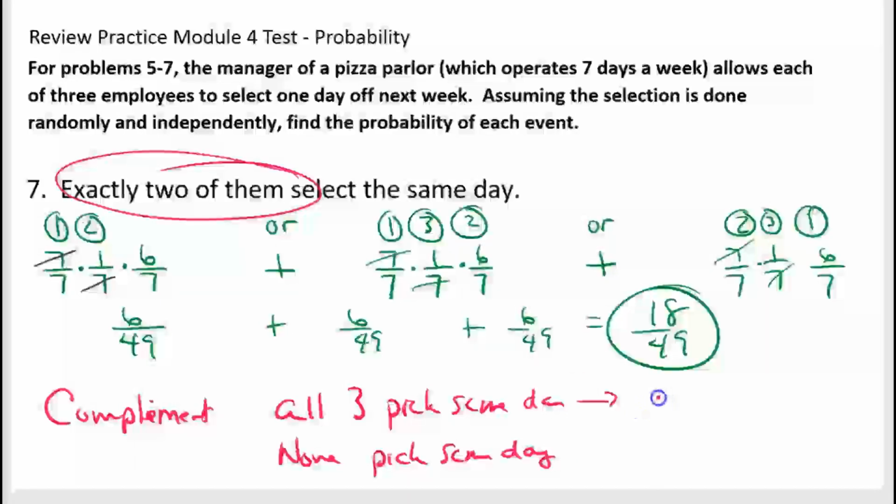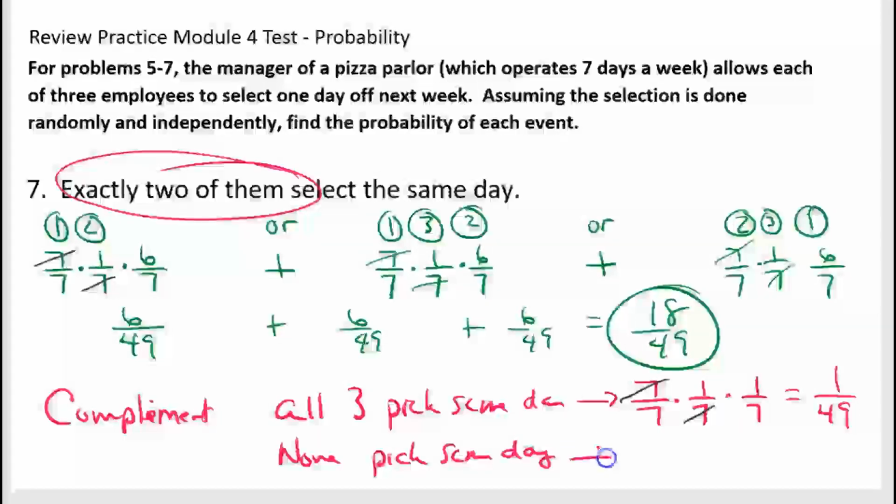So that means the first person picks a day, and they can pick anything they want, but the next person has to pick the same day. So that was 1 out of 7, similar to what we just did. And the third person also picks the same day. That's 1 out of 7. Now, just like before, this 7 cancels with that 7. Or just type it in your calculator. And I get 1 over 49.